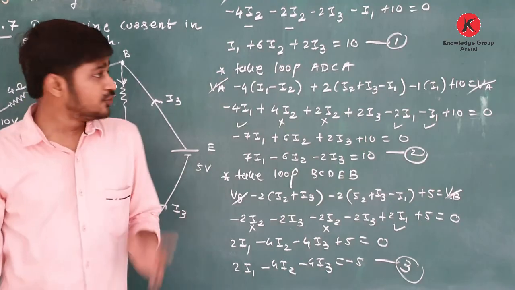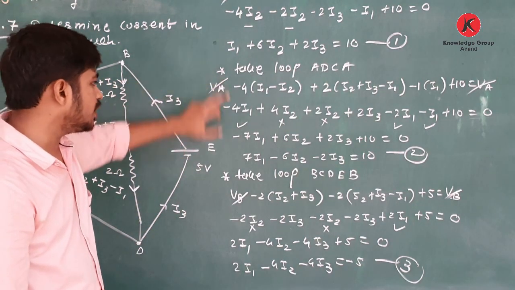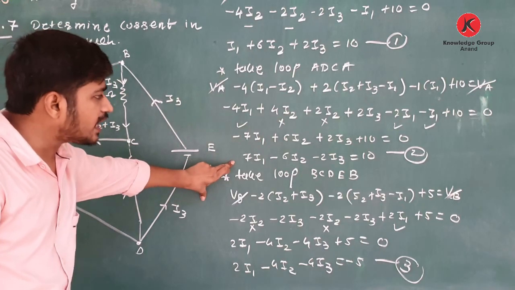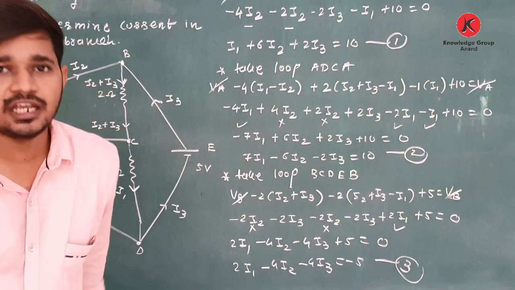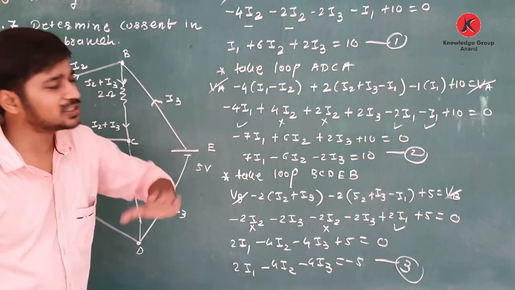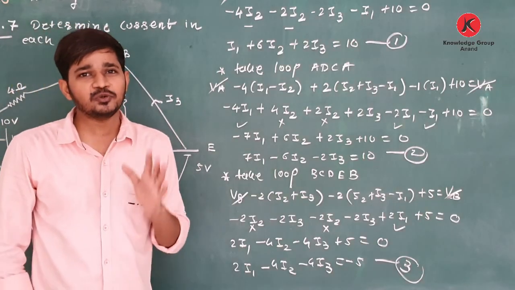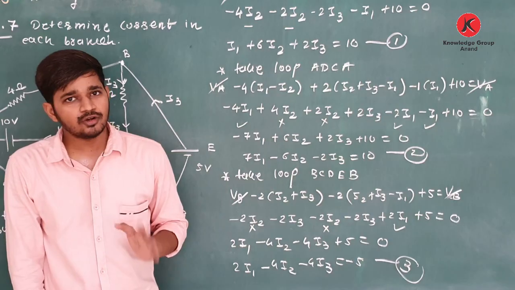You have 3 equations. Equation number 1 having I1, I2, I3. Equation number 2 again having I1, I2 and I3. And equation number 3 having I1, I2 and I3. And now with the help of these three equations you have to find I1, I2 and I3.